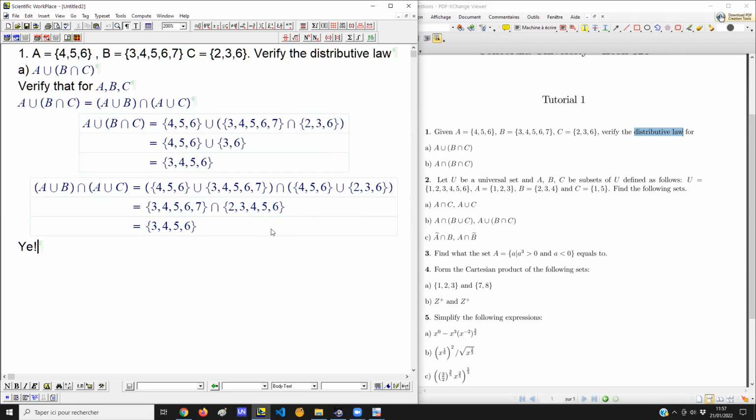We proved in class, or we showed using Venn diagrams, that this was true. So in a way, it's just to pinch ourselves, to make sure we were not dreaming. So yes, it works. Let's skip B for now and continue with the others, and then we can go back there. Okay, number 2.